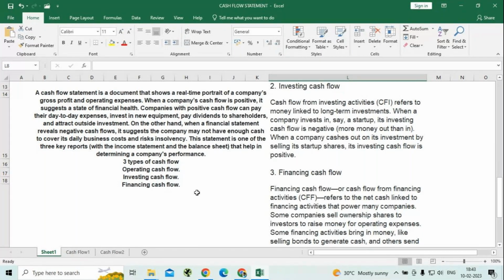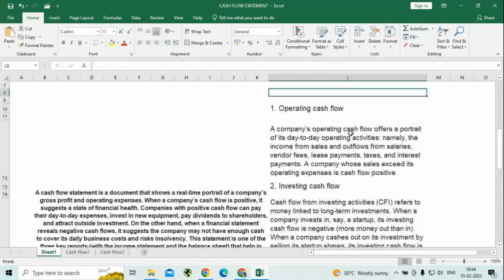There are three things you are supposed to take care of when you prepare the cash flow statement. It has been divided into three parts. The first one talks about the operating activities, which we also call cash flow from operating activities, CFO. Then cash flow from investing activities. Operating activities involve all the regular activities we do on a daily basis. A company's operating cash flows offer a portrait of its day-to-day operating activities, namely the income from sales and outflows towards salaries, fees, lease payments, taxes, interest payments. So when we are able to earn more money to bear all these expenses of the daily activities, this shows a positive cash flow.